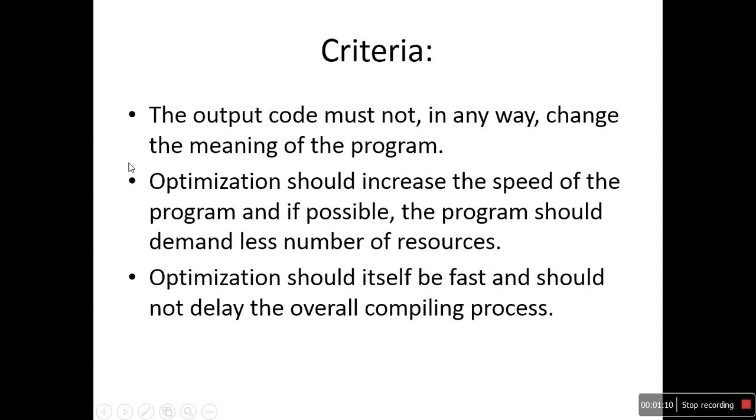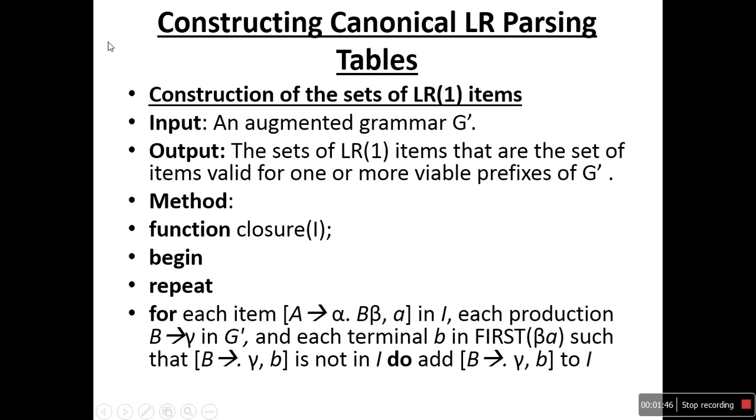The next criteria is that optimization should increase the speed of the program, and if possible the program should demand fewer resources. This is important: fewer resources. We do optimization to increase the speed of the program. That is also possible with machine independent optimization, but here the program should demand fewer resources. And the next criteria is that optimization should itself be fast and should not delay the overall compiling process. The compiling process should not be delayed.